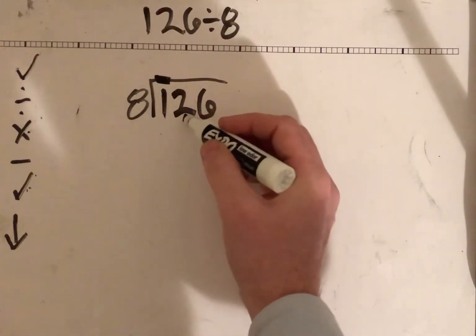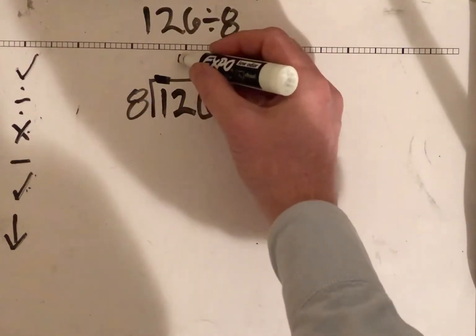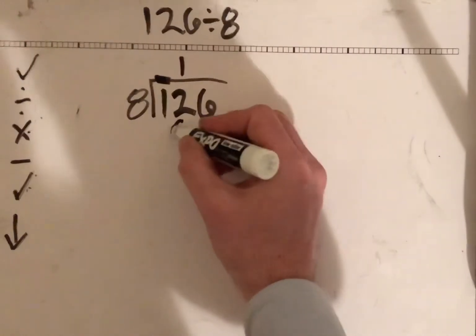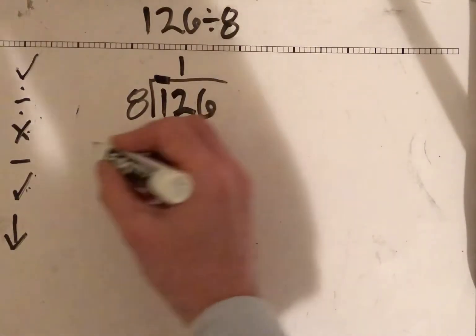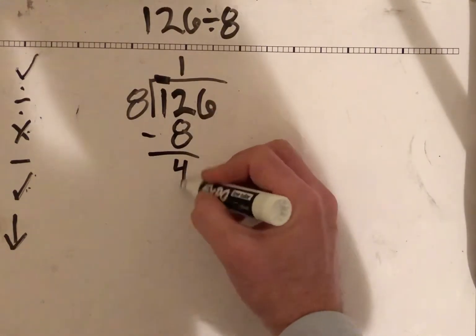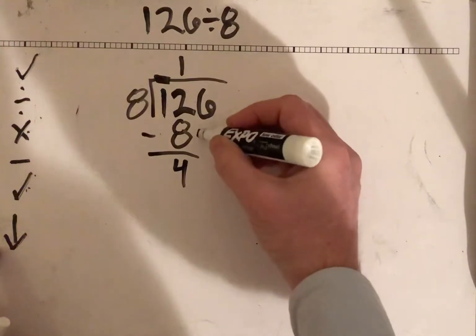Does 8 fit into 12? It does, so we now can move into divide. How many times can it fit in? It fits in once. 1 times 8 is 8. So we now subtract. 12 minus 8 is 4. 8 cannot fit into 4, so I'm going to bring down my 6.